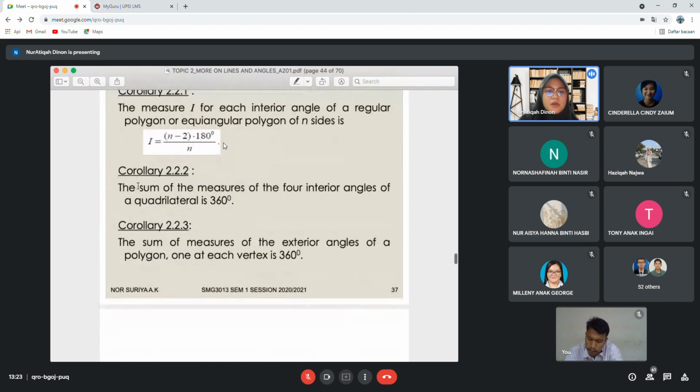Okay, and the sum of the measures of the 4 interior angles of a quadrilateral is 360. I think that's general knowledge that we have learned before. Same as the sum of the measures of the three interior angles of a triangle is 180, but for a quadrilateral it is 360 degrees. And the sum of the measures of the exterior angles of any polygon, one at each vertex, is 360 degrees.